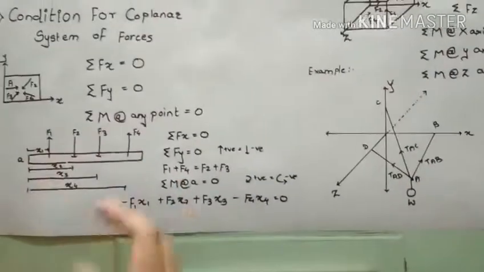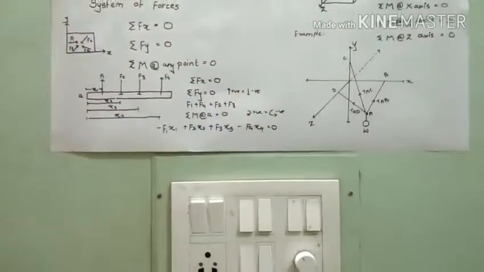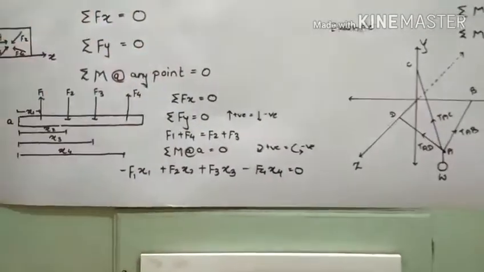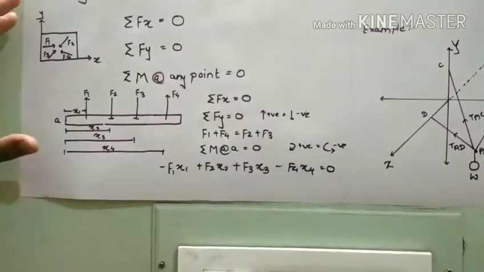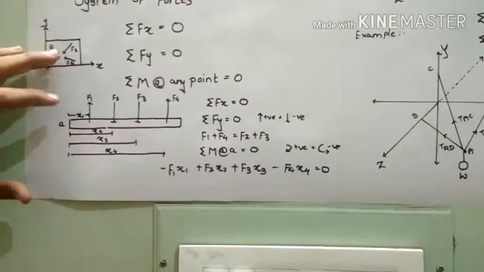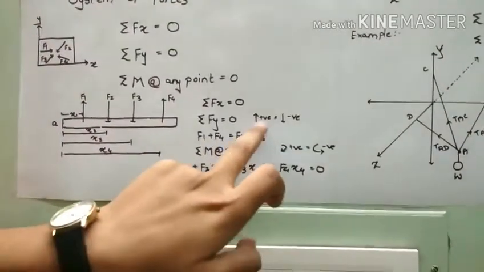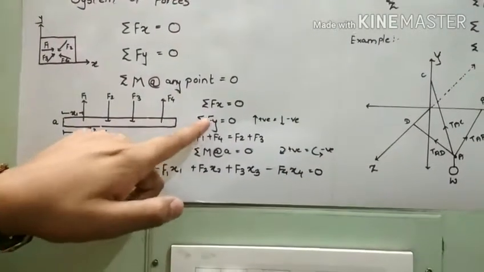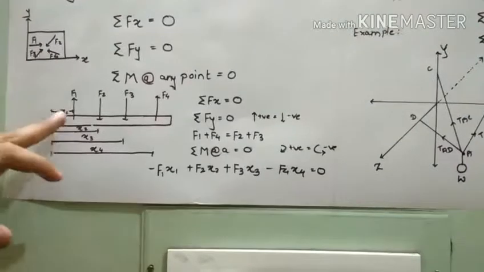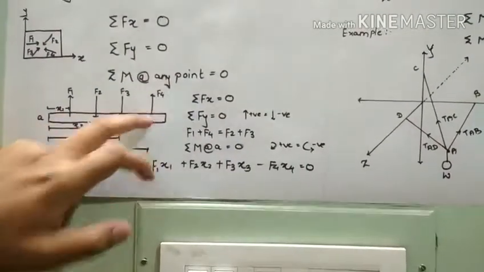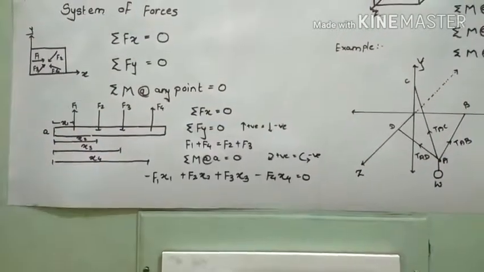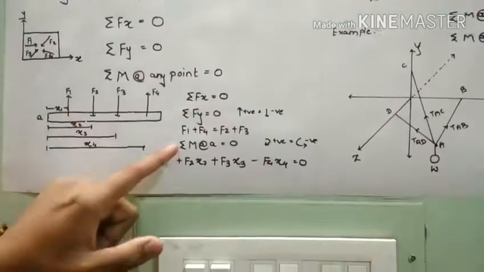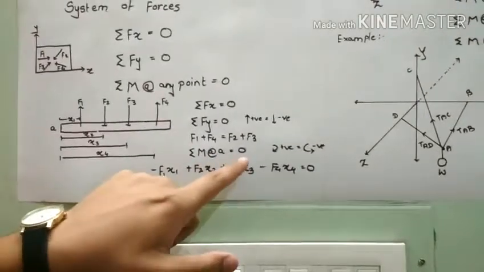Now we will go towards the summation of Fy equal to 0. For that, we have to consider one direction as positive and the other as negative. For simplicity, take the upward direction as positive and the downward direction as negative. So, as we apply the summation of Fy equal to 0, we get F1 plus F4 equal to F2 plus F3.